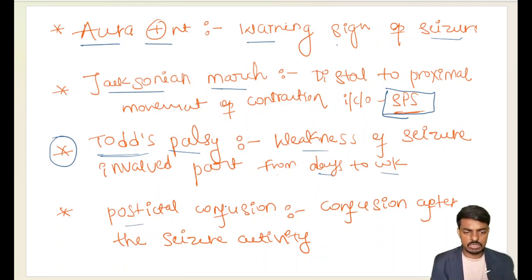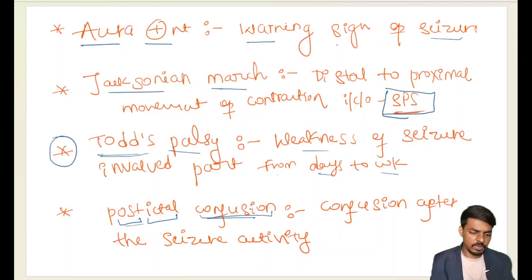What is the post-ictal confusion? Post means after, ictal means seizure, confusion means the confusion. So what are the activities that went on during the process of the seizure? The patient may not remember that, and he is in a state of confusion after the seizure activity. That is what we call the post-ictal confusion.